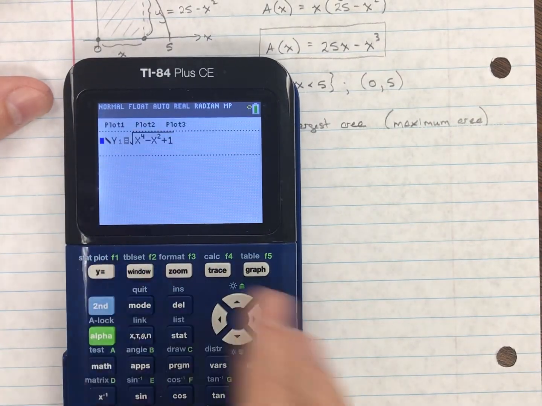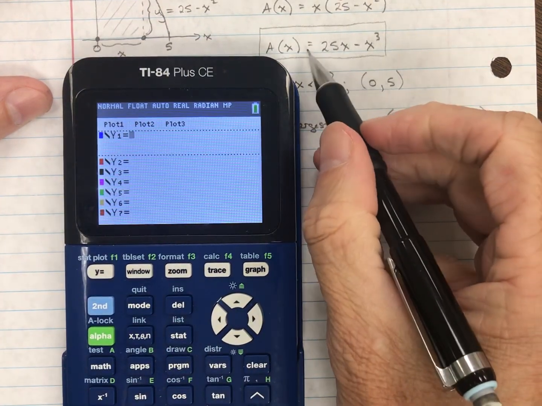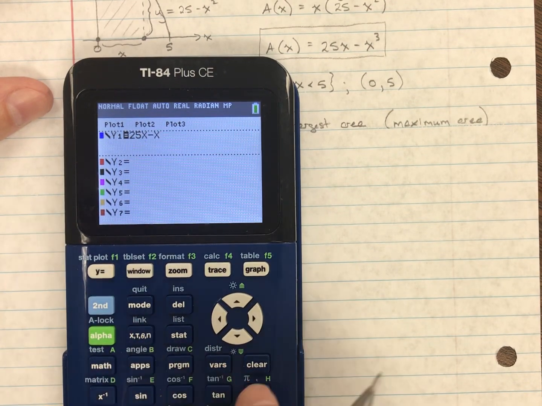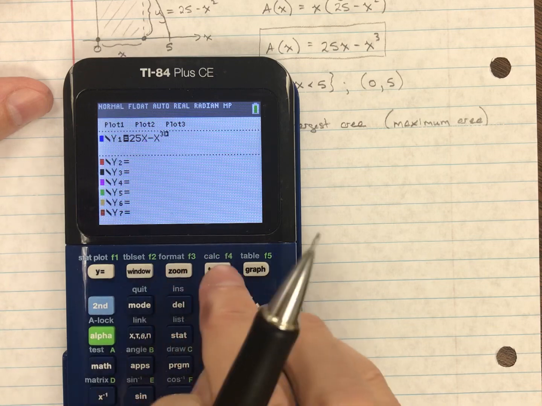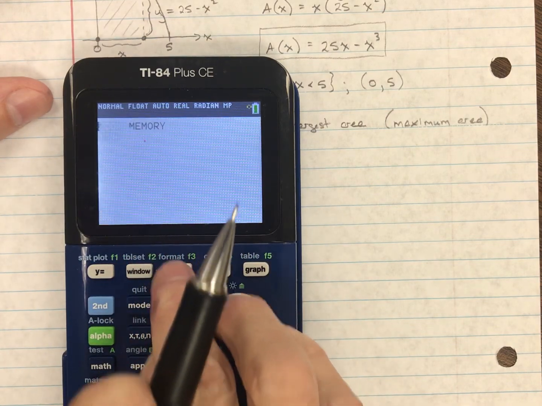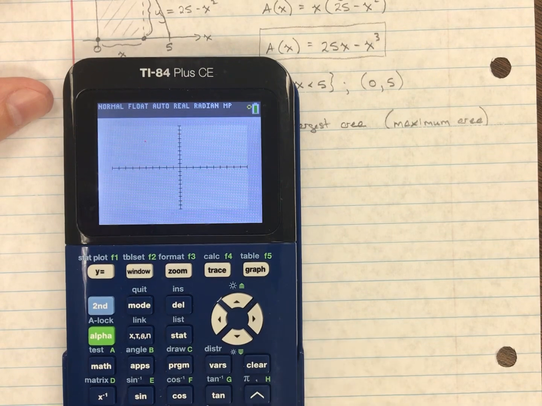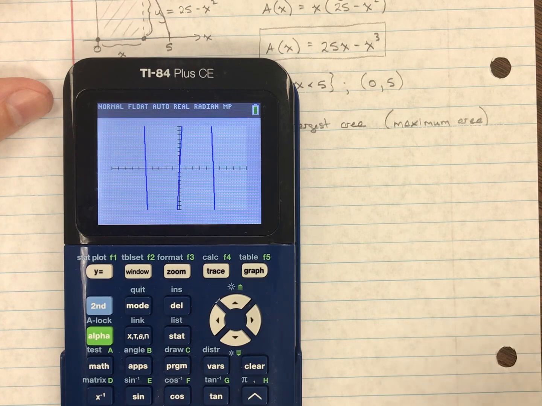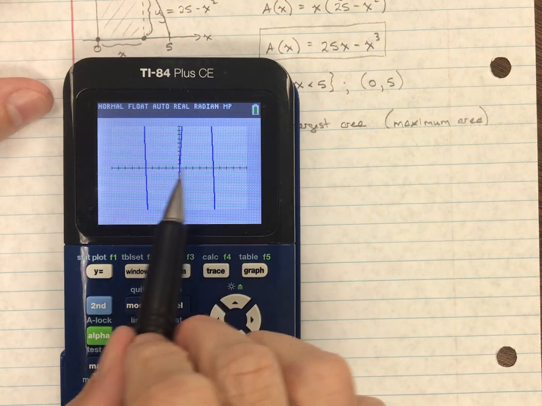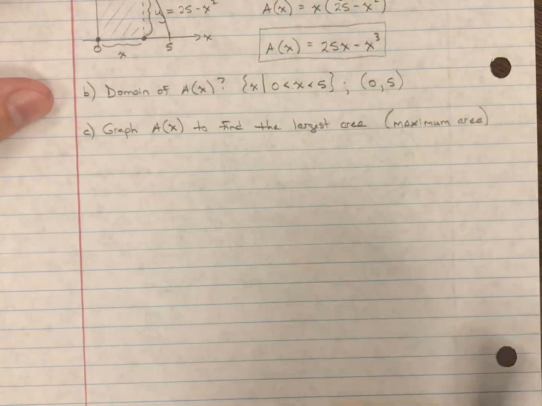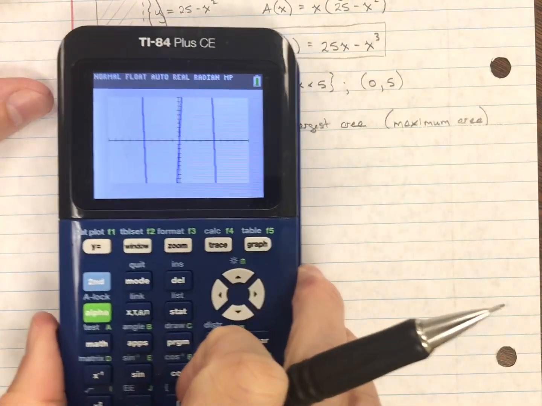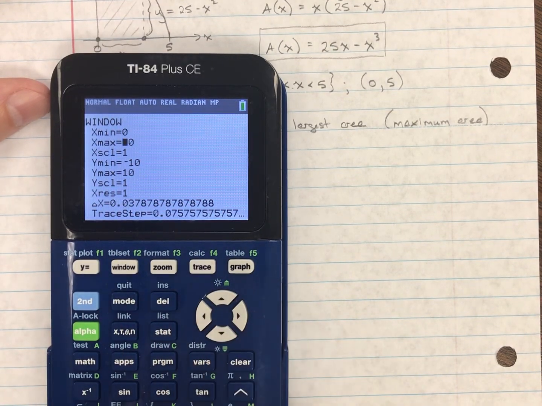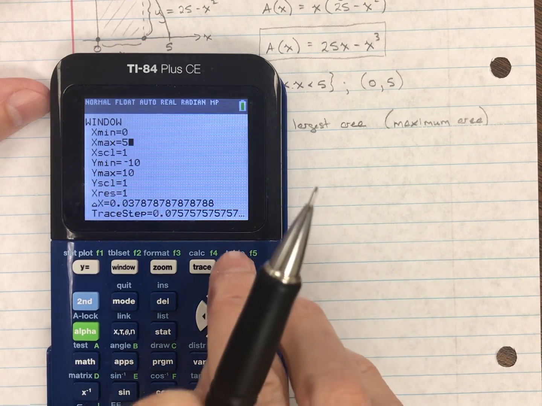Okay, y equals, that's clear what I had out from before. In this case, I'm going to graph 25x minus x cubed. I'm going to zoom to the standard to start there again, just to see how things work. Huh, that's a little weird. I know I want my x's to be between 0 and 5, because that's my domain. So I'm going to go back to my window and go between 0 and 5. And let's see what happens.